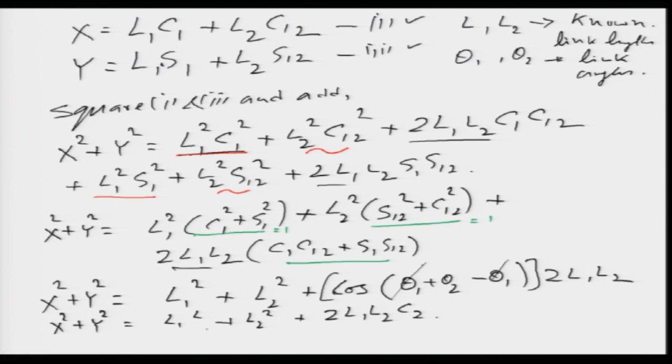Now what we can do here is bring cos θ2 to one side, so we end up with cos θ2 equal to (x squared plus y squared minus L1 squared minus L2 squared) divided by twice L1 L2. Something to note here is that we would be inclined to take the cos inverse to get θ2, and that is something we should not do.